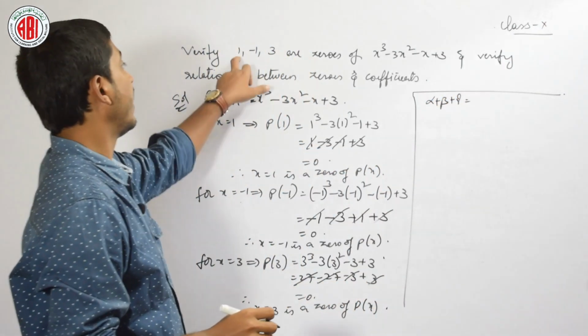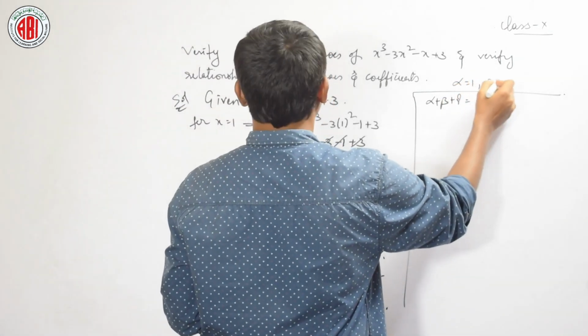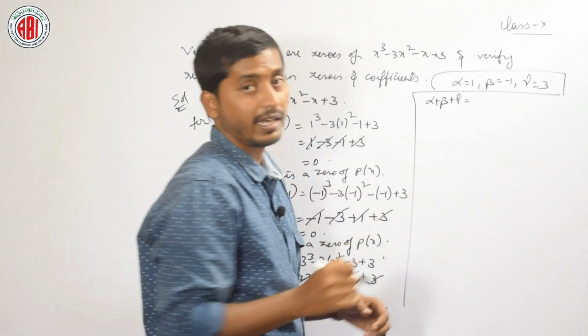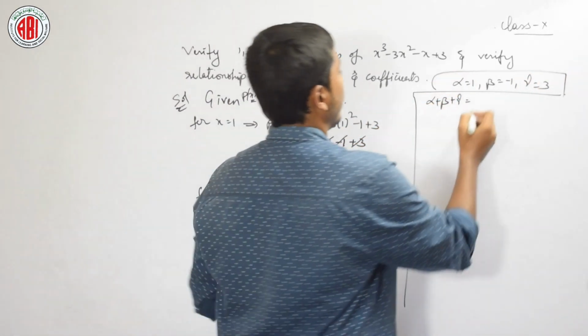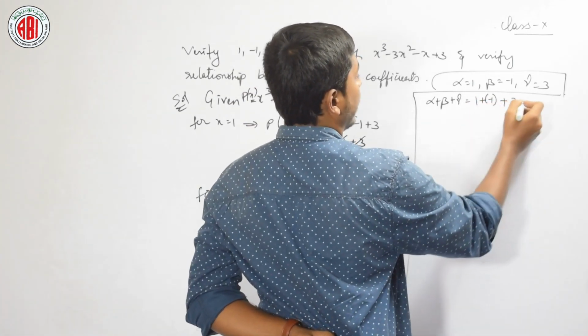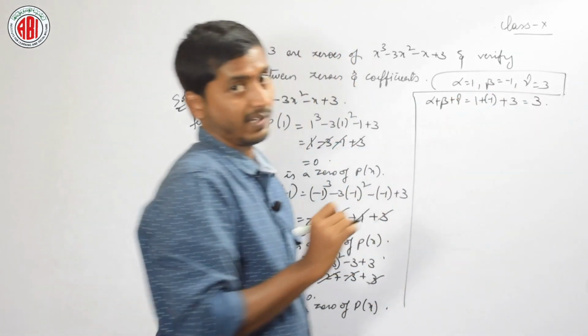What is alpha given? 1. Alpha is 1, beta is minus 1, gamma is 3, right. Let us substitute them in that. 1 plus minus 1 plus 3, right. 1 minus 1 is 0, 0 plus 3 is 3, is it right?